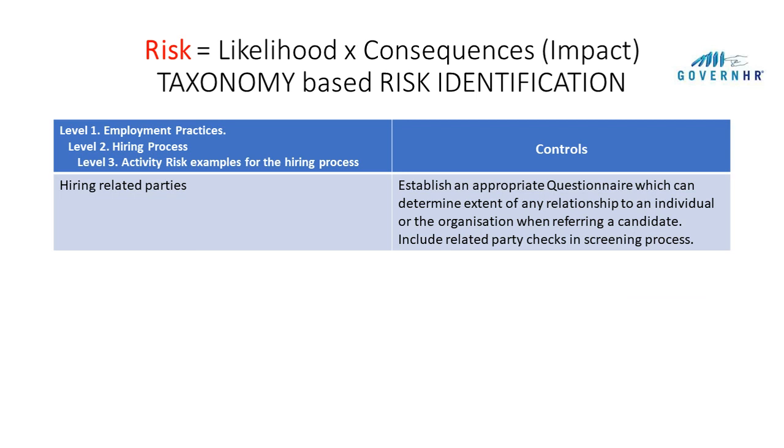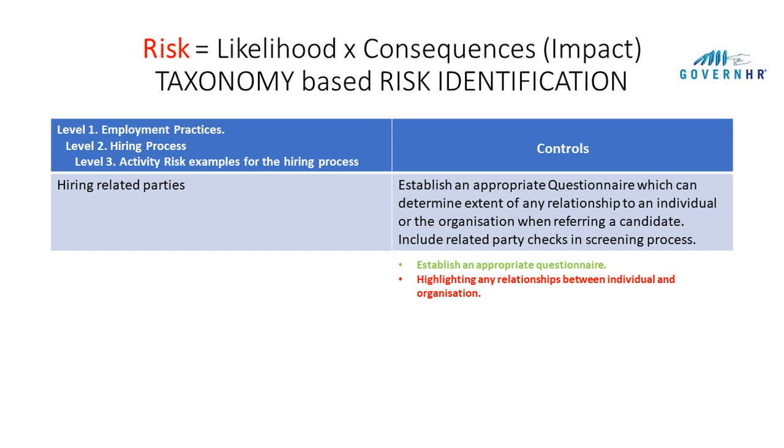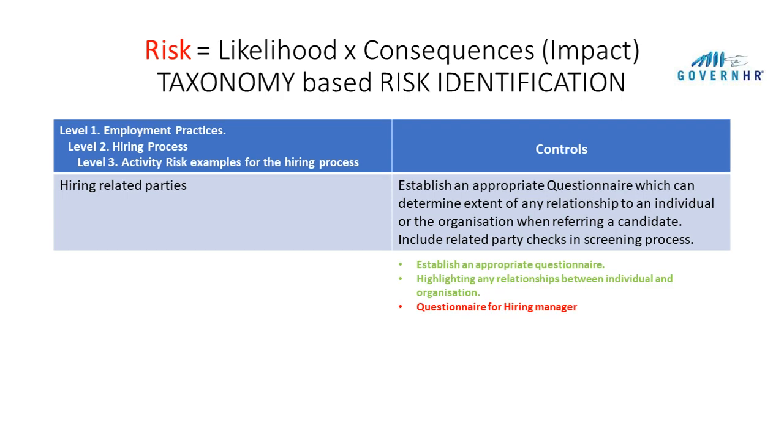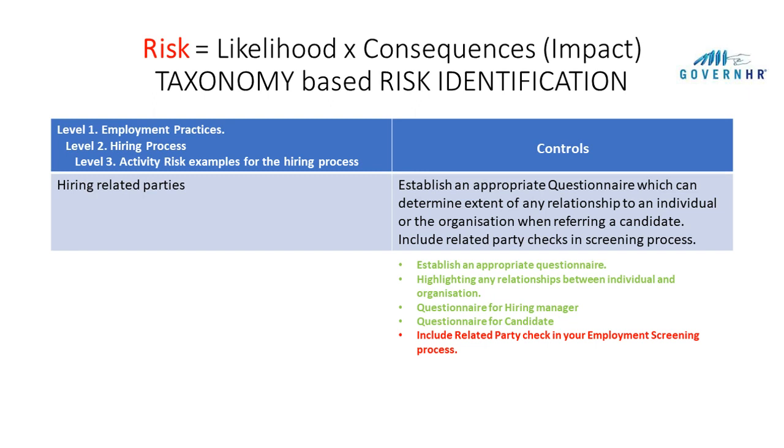The other one is hiring related parties. Now, we know that this has happened before, it happens all the time, but the best option is to have an established appropriate questionnaire which can determine the extent of any relationships to an individual or the organisation when referring a candidate. So if somebody's hiring someone, we need to have that questionnaire in place for the hiring manager. We need to ensure that the recruit or potential recruit is clear on their responsibility to disclose any relationships, their business, or political, etc. And we need to include a related party check in the screening process. Once again, this goes back to that employment screening process.